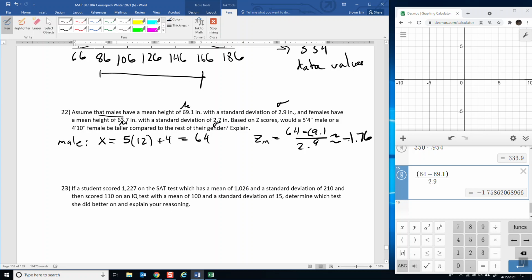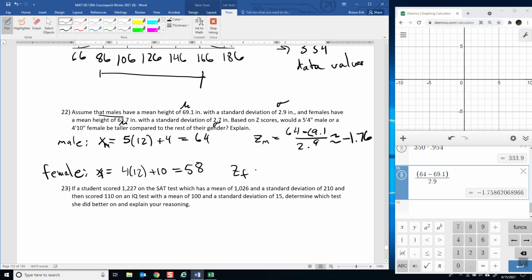However, being below 2 standard deviations is what we consider unusual. So he's not unusually short, just shorter relative to all males. All right, so for the female, I'll put these subscripts on here so we know what is what. We're going to do 4 times 12 plus 10. So that's 48, plus 10 is 58.